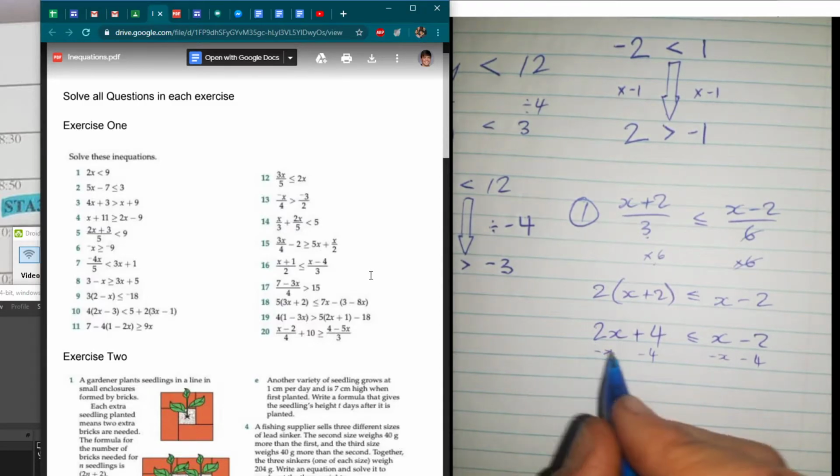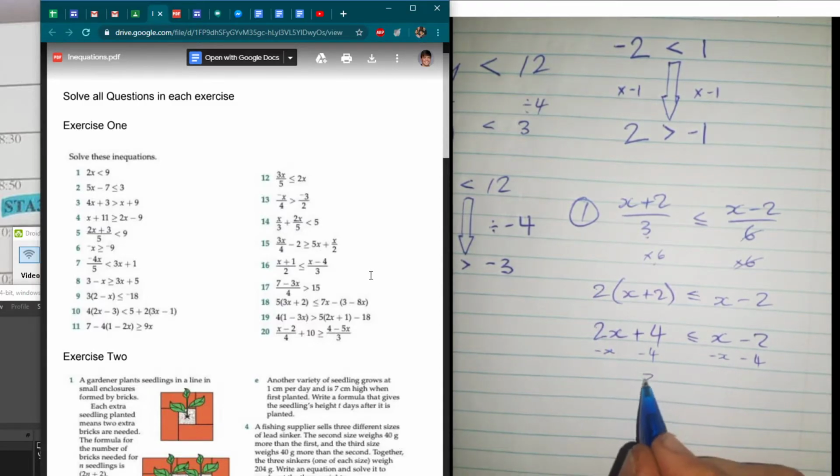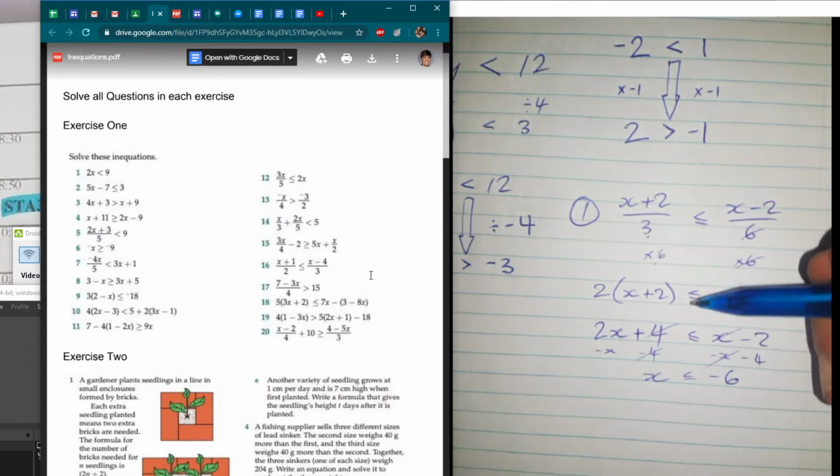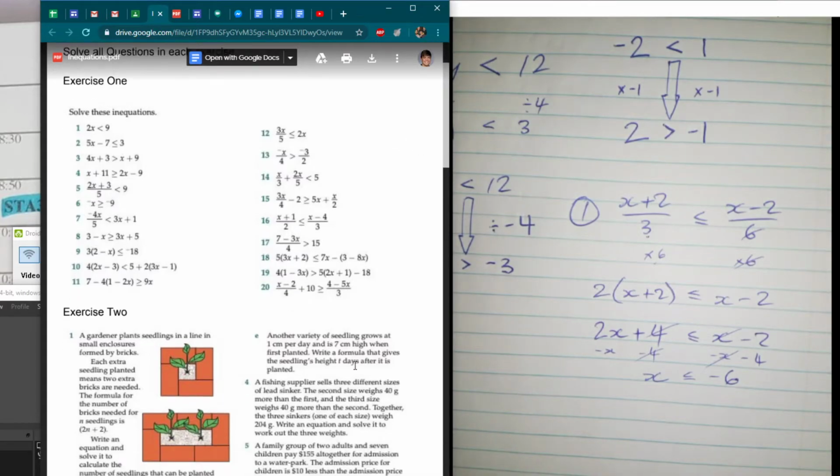So 2x minus x is going to get us x. These cancel, these cancel. Negative 2 minus 4 is negative 6. Notice we didn't need to flip the inequality sign at any stage there because we didn't times by a negative number or divide by a negative number. So it just worked the same as an equal sign would have worked.